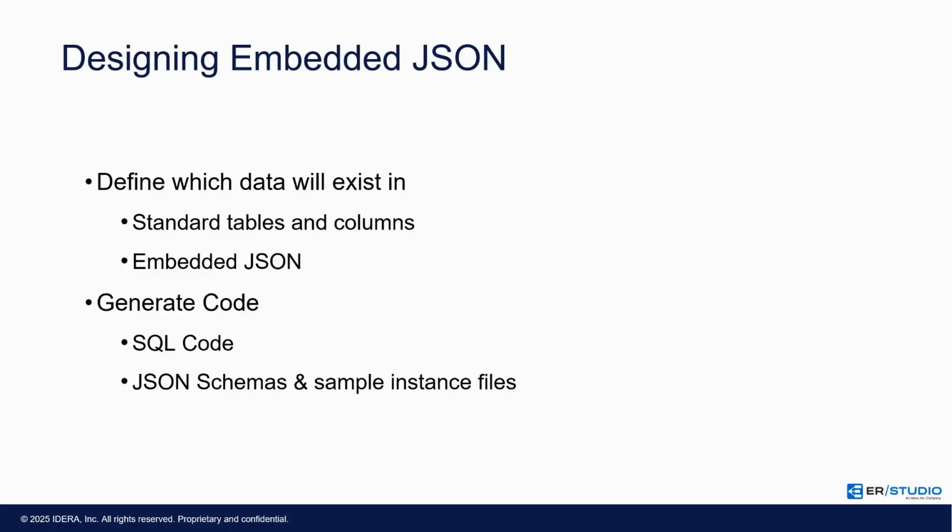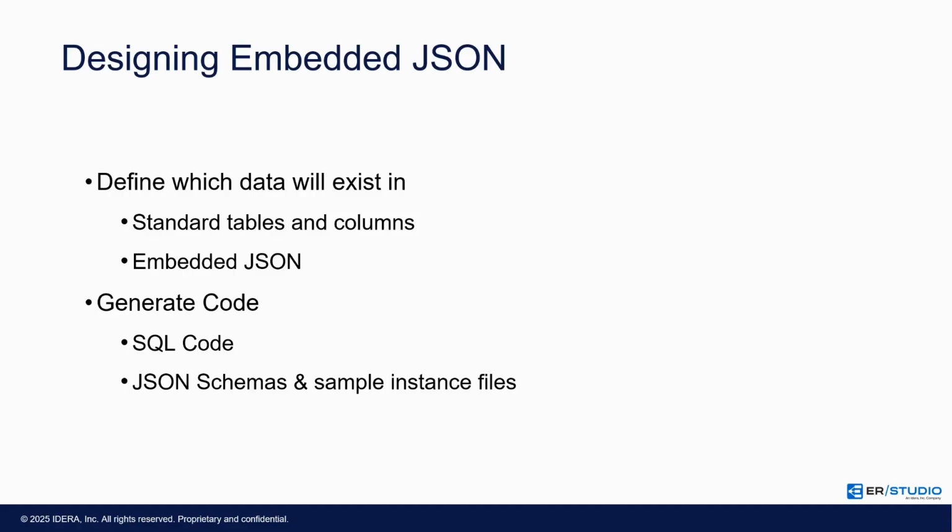The next use case involves designing a database that's going to contain embedded JSON data. So I'm going to go through the usual design process for a data asset, starting at the logical model, deciding what information is going to be in this data asset. And I can make decisions on which of this data is going to live in standard tables and columns and which is going to be put into embedded JSON structures.